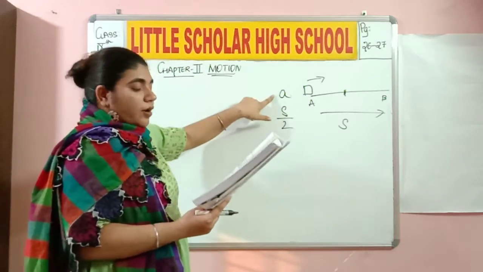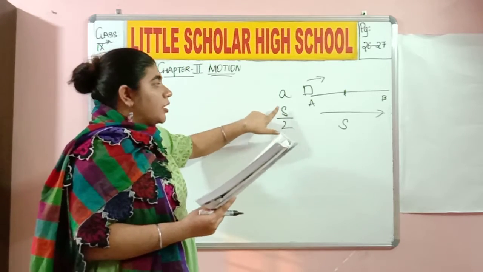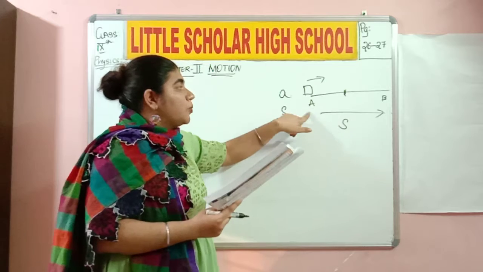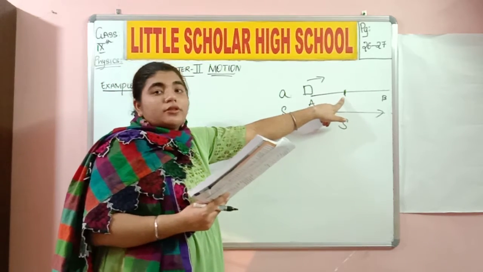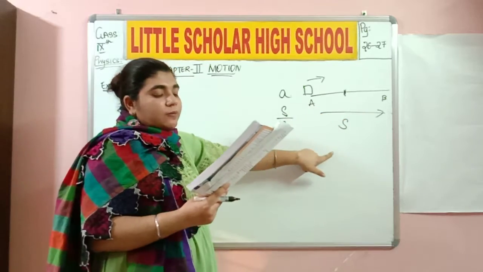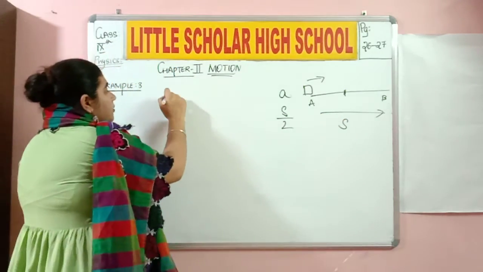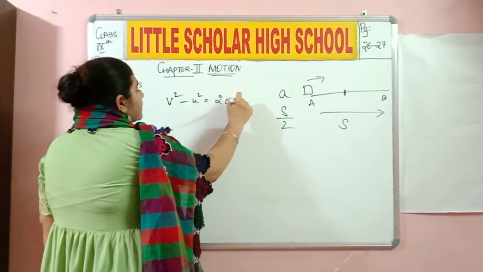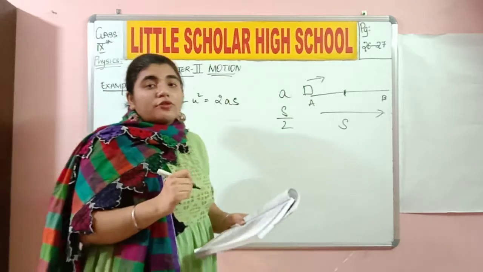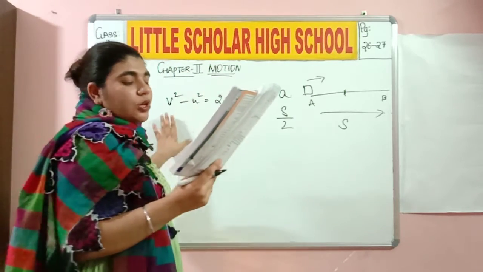Let a be the constant acceleration and s be the distance between the two points A and B. But we need to consider the distance at the midpoint, which will be written as s by 2 further. From the equations of motion, there is one equation, v square minus u square is equal to 2as, that we studied as the third equation of motion. I have written the equation on the board.